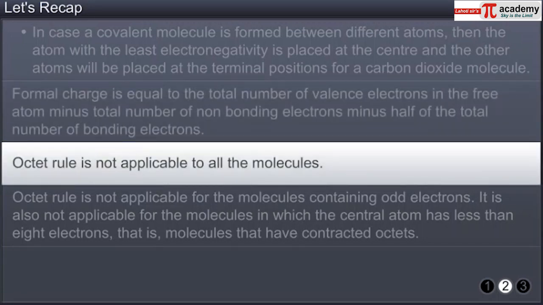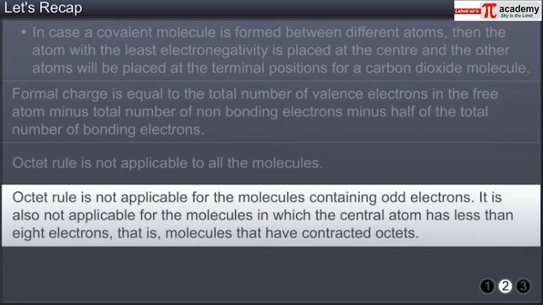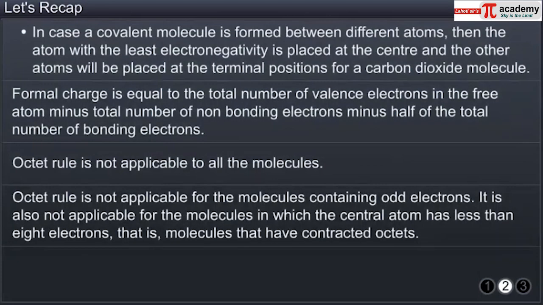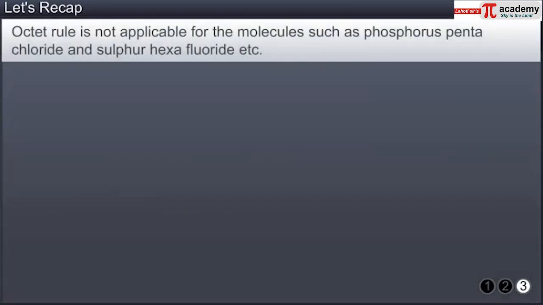Octet rule is not applicable to all the molecules. Octet rule is not applicable for the molecules containing odd electrons. It is also not applicable for the molecules in which the central atom has less than 8 electrons, that is, molecules that have contracted octets. Octet rule is not applicable for the molecules such as phosphorus pentachloride and sulfur hexafluoride, etc.